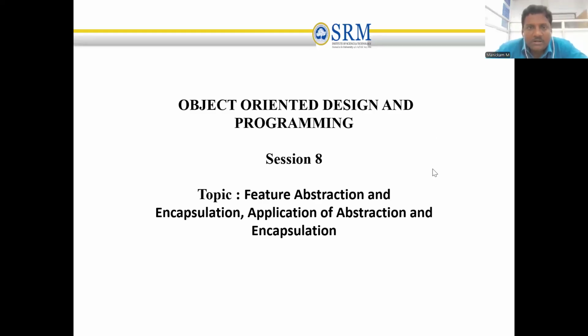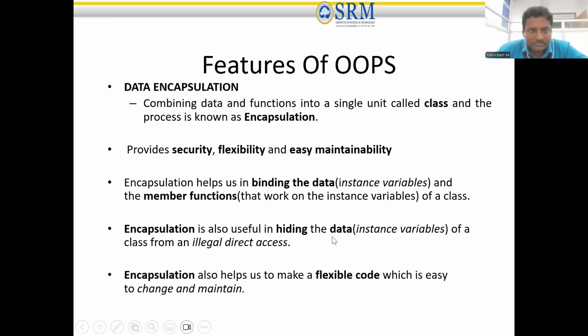Hello everyone. Now we are going to see the topic called feature abstraction, encapsulation, and application of abstraction and encapsulation in detail in this session. We already discussed the features of OOPs. Here we are going to see the data encapsulation feature.